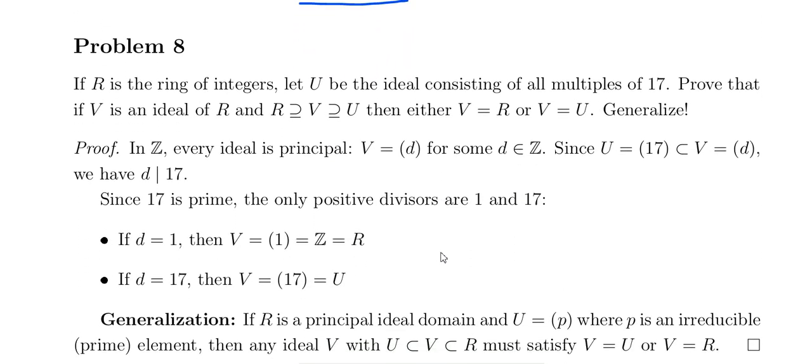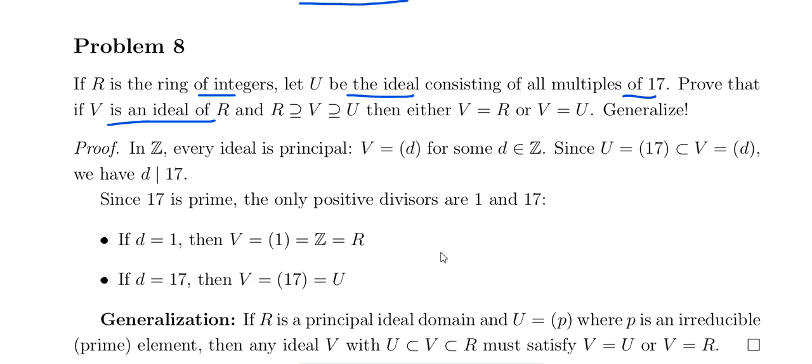So in the case of R the ring of integers, U is an ideal consisting of multiples of 17. If V is an ideal of R such that U is contained in V, which is contained in R, then either V equals R or V equals U, that is, U is a maximal ideal. Z is a principal ideal domain, so every ideal is principal, that is V is generated by d for some d belongs to Z, and U is the multiples of 17.